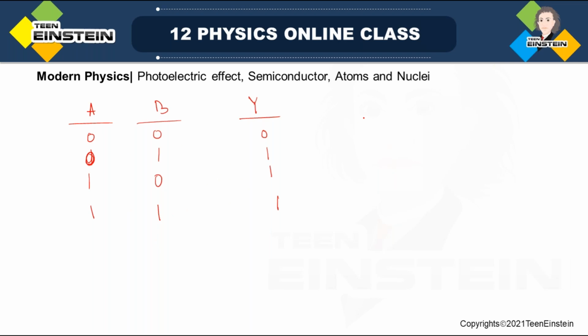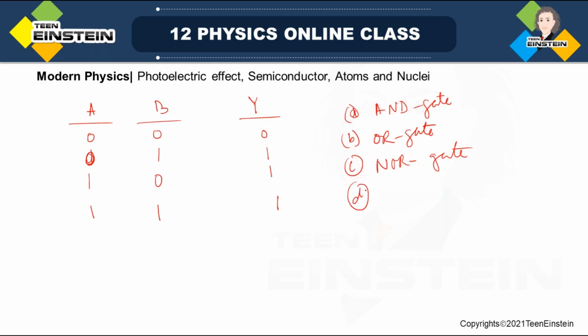So what is this gate? The first option is given as AND gate. Second option is OR gate. And option C is NOR gate, and option D is NAND gate.